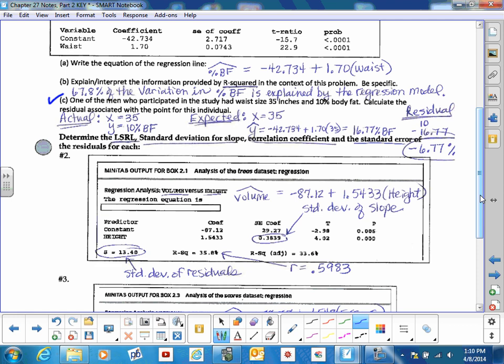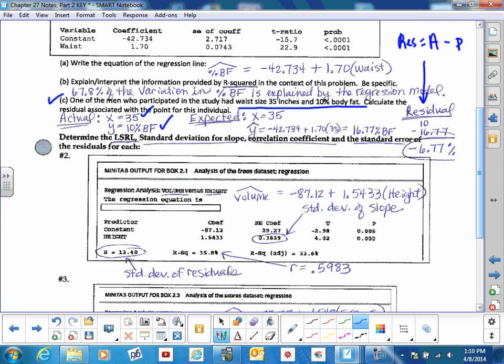Here it is. One of the men who participated in this study had a waist of 35 and 10% body fat. That is actual data for an actual observance. Okay, that's important for you to make that connection. Therefore, this guy had a waist, which is an X value, of 35 inches. Body fat was the Y variable, 10%. In order to find a residual, you have to be able to do actual minus predicted.